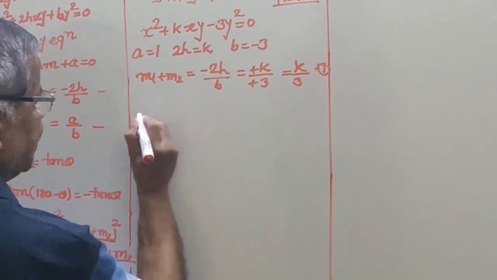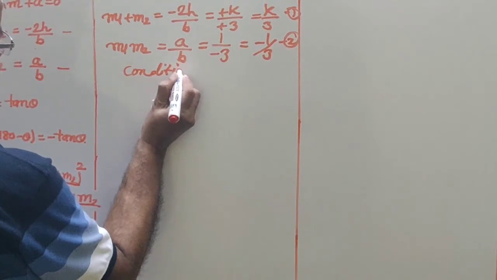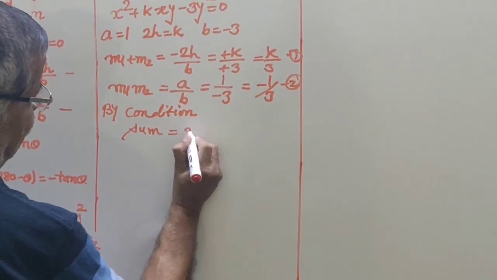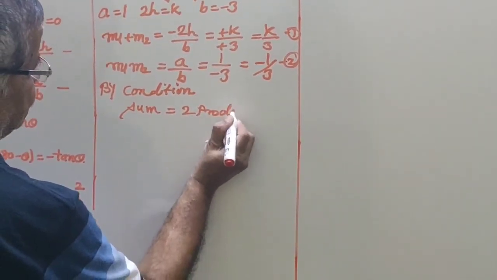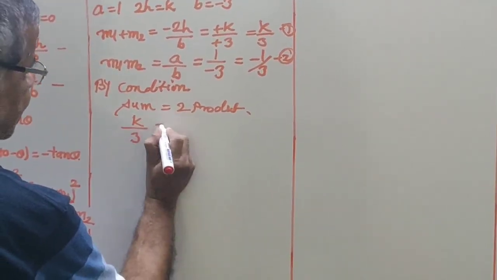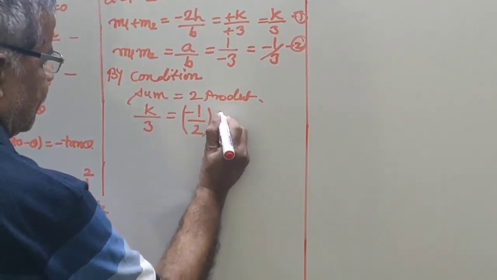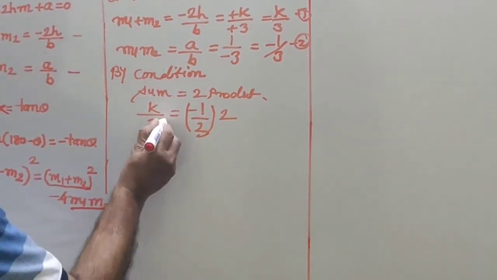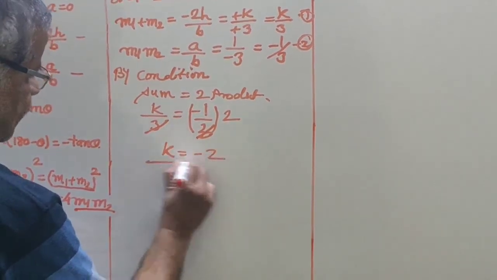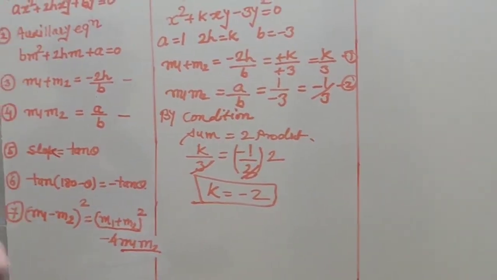Okay, now I will find the product m1 into m2. The condition given in the problem is sum is equal to twice the product. Now I will substitute the values here. k upon 3 is equal to minus 1 upon 3, multiplied by 2. Now this 3 will get cancelled with this, means the value of k is equal to minus 2. This is the required answer for the given problem. If you know the formula, the problems are very easy.